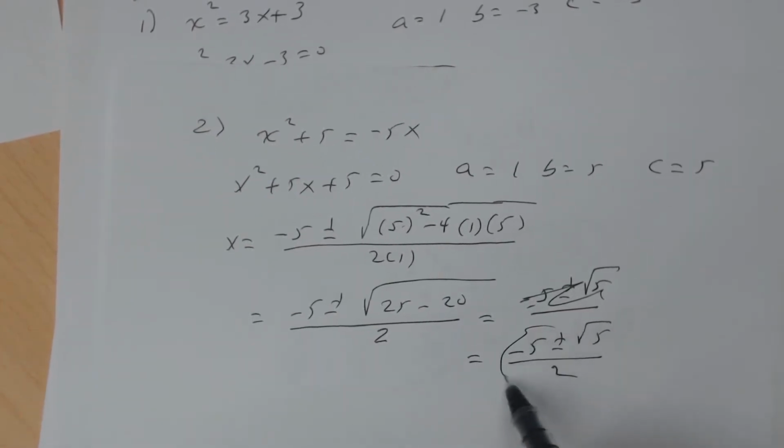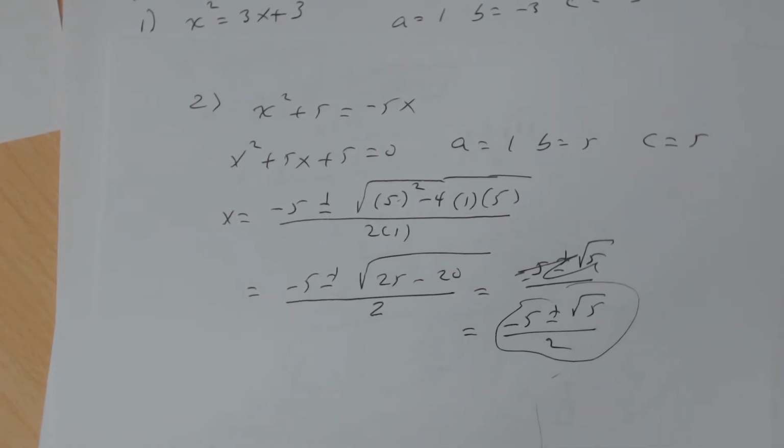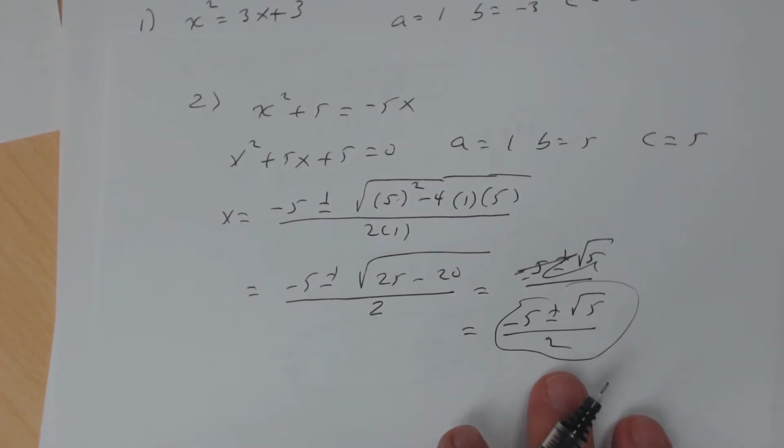So you can write your answer like this. And remember, this is irrational. You have the square root in the answer. Again, you can write them in all those separate ways. All right, but this is more the compact form that you would see.